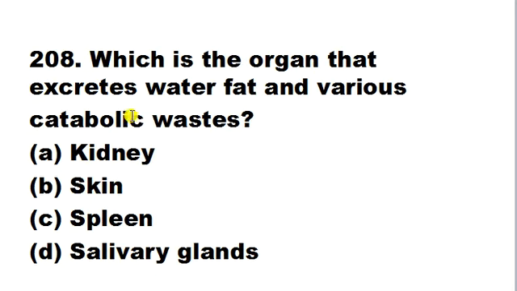Which is the organ that excretes water, fat and various catabolic waste? Kidney, skin, spleen, salivary gland. So here its correct answer is kidney. Kidney can excrete water, fat and various catabolic waste. Kidney removes waste and extra water from the blood to form urine, and they also remove toxins from your body, as well as fat molecules are also removed by the kidney. So here the correct answer is A.